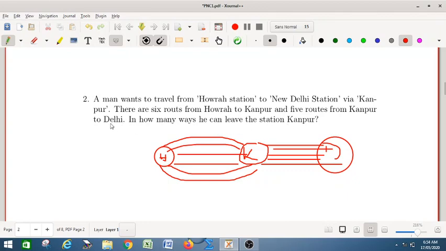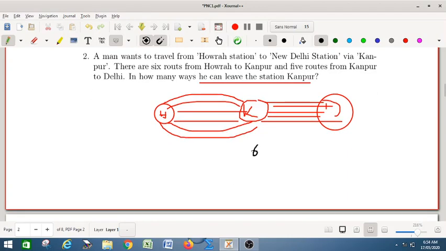Now the question is, in how many ways can you leave the station Kanpur? Suppose you are in Kanpur, in how many ways can you leave the station Kanpur? So you have two choices, either you can leave towards the Howrah side or you can leave towards the Delhi side. So you have 6 plus 5 choices. So 11 ways you can leave the station Kanpur.